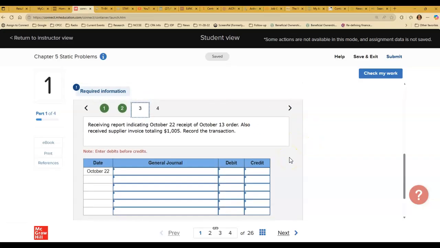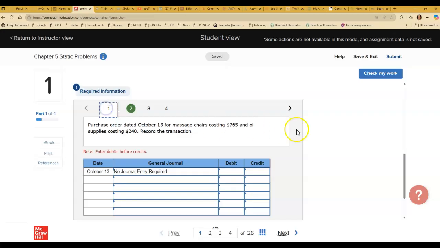We've got a receiving report indicating October 22nd receipt of October 13th order. Now, again, remember, what did we do on October 13th? We ordered chairs. Somebody requisitioned the chairs. The purchasing department sent out the purchase order to the company that we were buying the chairs from. Now, the chairs have shown up at the dock for the receiving department. Imagine it like this: you've got a box that's got a whole bunch of chairs in it.